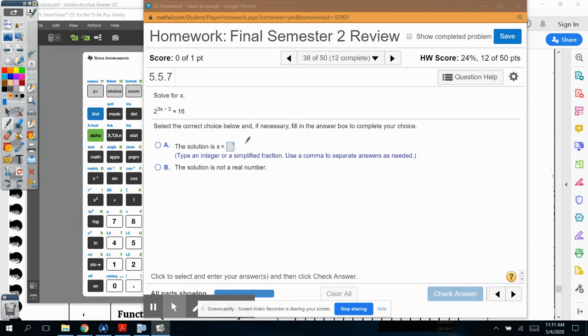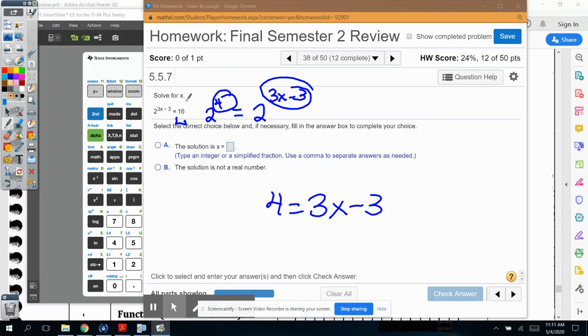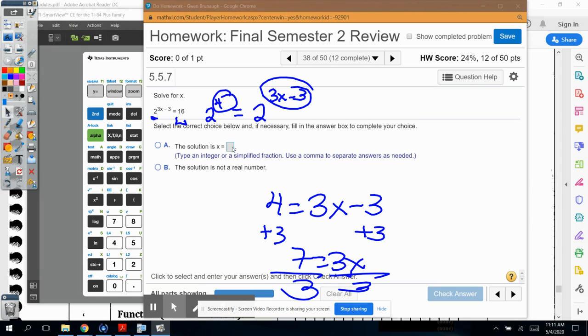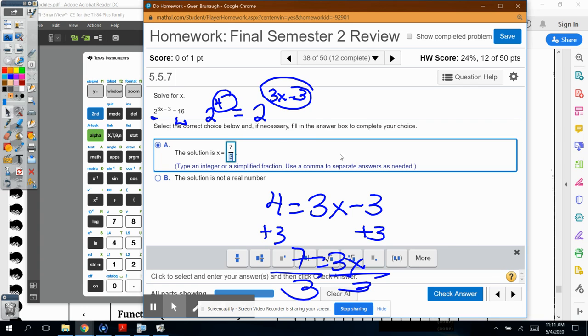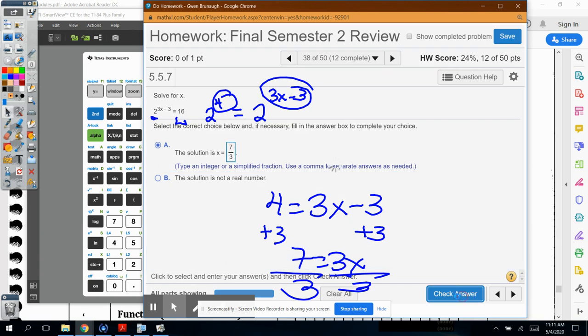Okay, how will we solve this? Here's what I want you to do. I want you to change this 16 to 2 to some power, and it will be 2 to the 4th. 2 to the 4th is the same thing as 16. So if 2 to the 4th equals 2 to the 3x minus 3, then 4 has to equal 3x minus 3. Add 3. 7 is 3x. Divide by 3, and my answer is going to be 7/3. So you just have to figure out what that other constant number can be written as an exponent and equate the exponents.